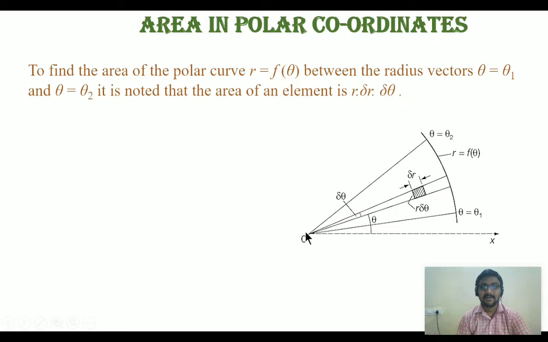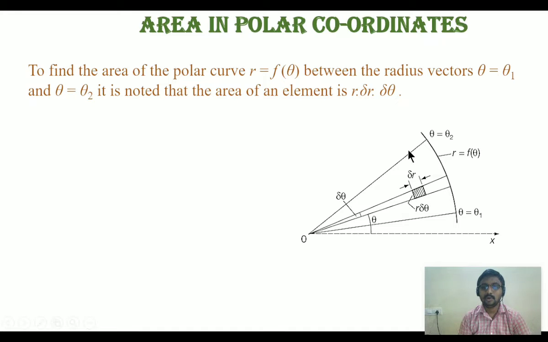To find the area, we require r and theta limits. R limits are r varies from 0 to f of theta, because the pole point has radius 0 and the highest value of r is f of theta. So here we have to take the small strip which is rotating between theta 1 to theta 2, that is theta equals theta 1 and theta equals theta 2 are the radius vectors, so that theta varies from theta 1 to theta 2. Here we note that the area of a small element is r delta r into delta theta.